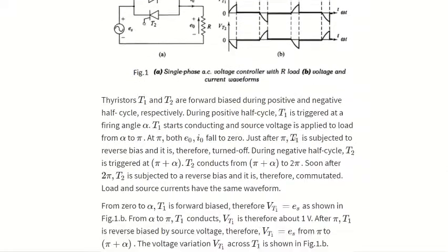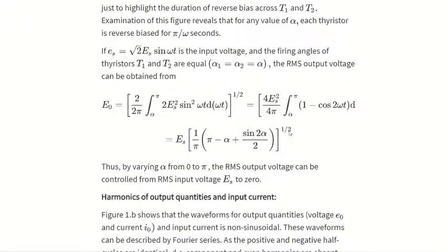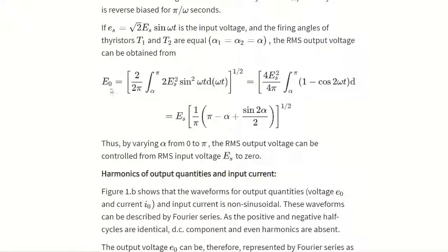AC signal. So the RMS output voltage can be obtained. If you imagine your input ES is given by root 2 ES sine omega t, and assuming that the firing angles of thyristors T1 and T2 are the same, that is alpha 1 and alpha 2 both are alpha, the RMS output voltage can be obtained using this expression, where E naught is our RMS output voltage given by 2 times 1 by 2 pi.